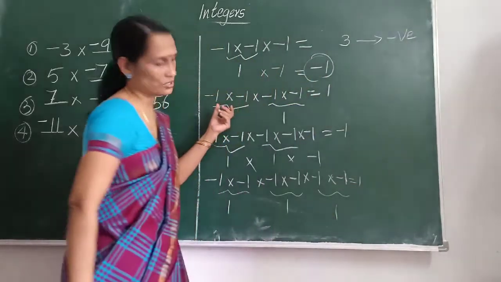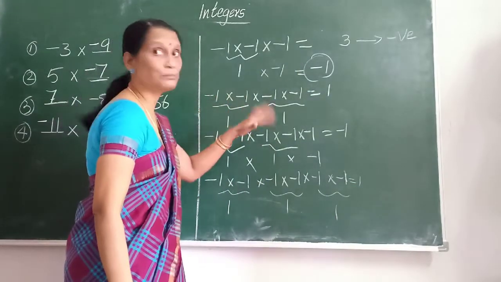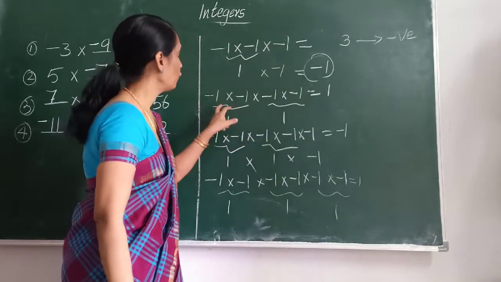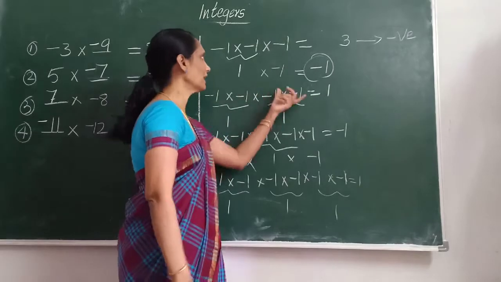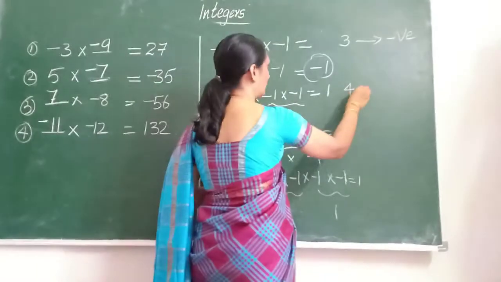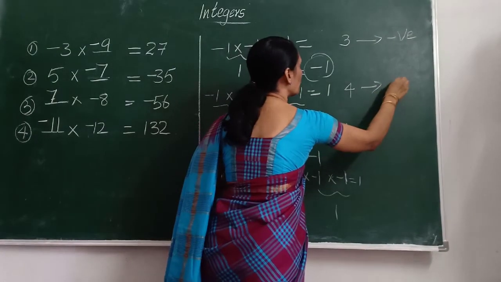Okay, look at this question. How many numbers are being multiplied? 4 negative integers are multiplied. When 4 negative integers are multiplied, we got a positive answer.